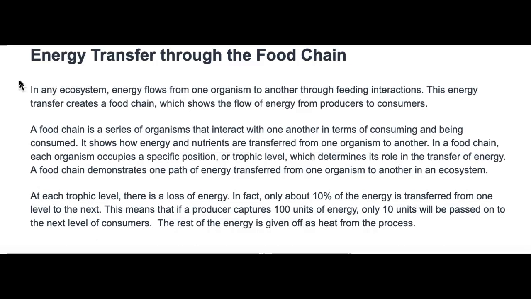At each trophic level, there is a loss of energy. In fact, only about 10% of the energy is transferred from one level to the next. This means that if a producer captures 100 units of energy, only 10 units will be passed on to the next level of consumers. The rest of the energy is given off as heat from the process.